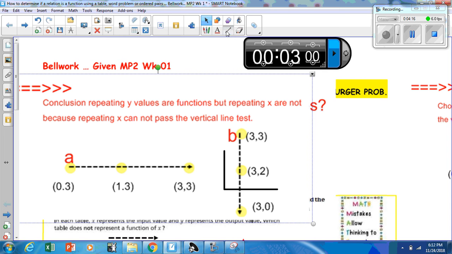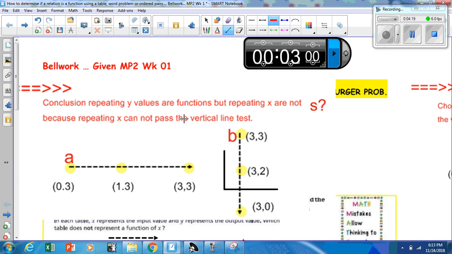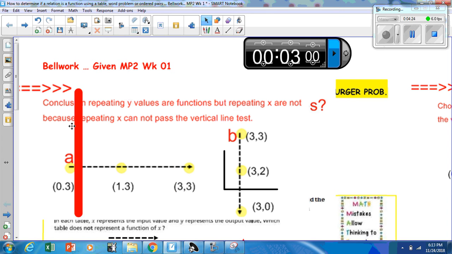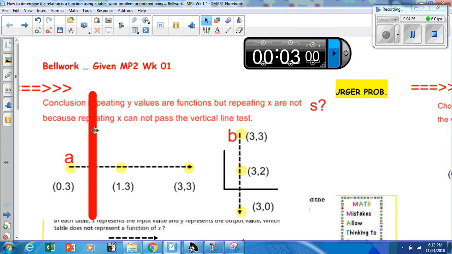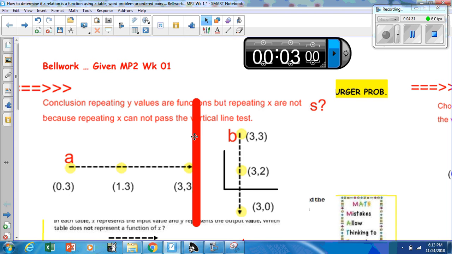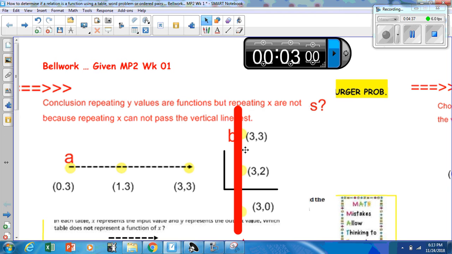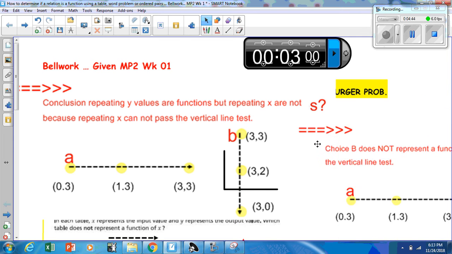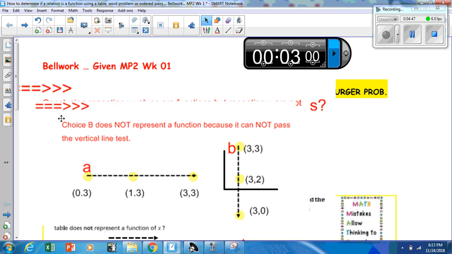Now, if I were to use my vertical line test method, what I'd basically be doing is something like this. 0, 3 is good. 1, 3 is good. 3, 3 is good. They all pass. They only touch one time. But 3, 3; 3, 2; 3, 0 fail the line test. So that doesn't pass. Let's wrap this problem up by bringing it to a close. Choice B does not represent a function because it doesn't pass the vertical line test.